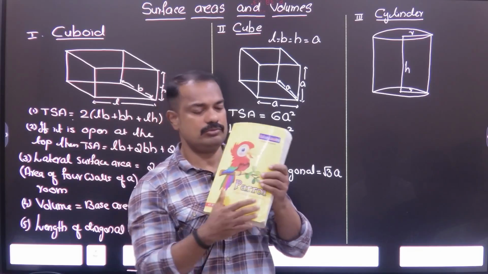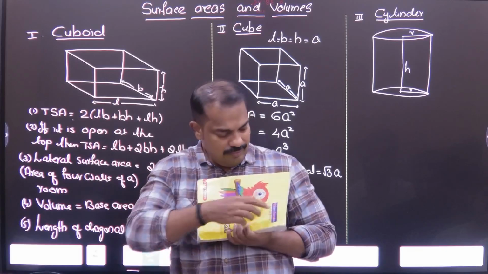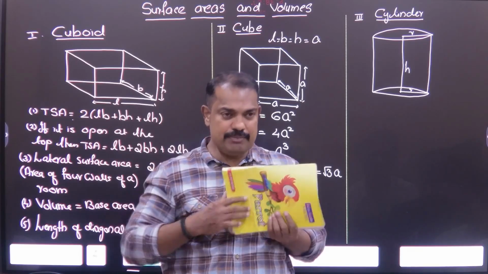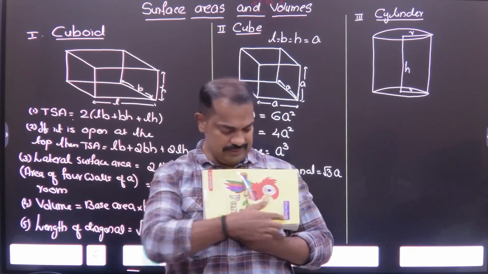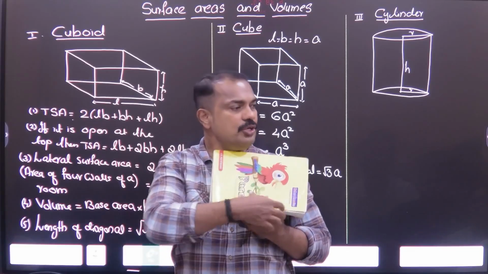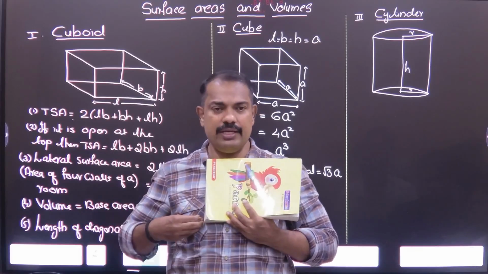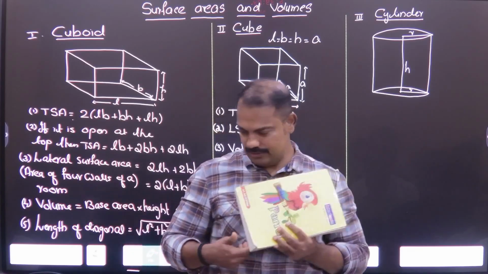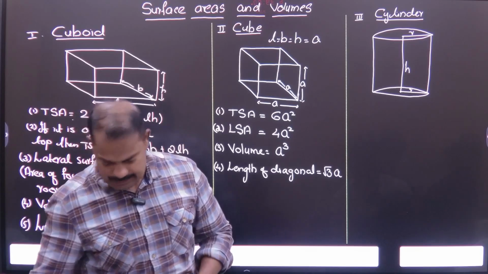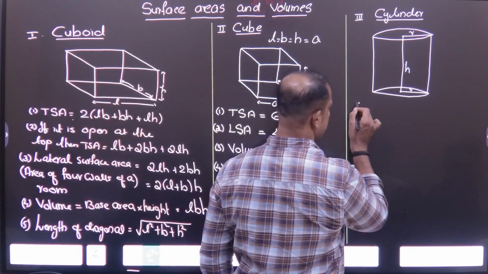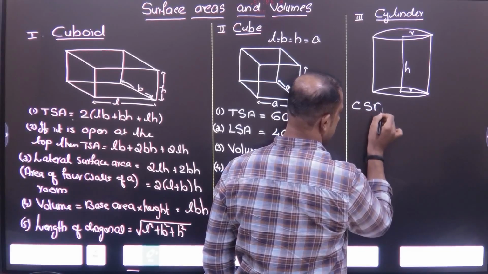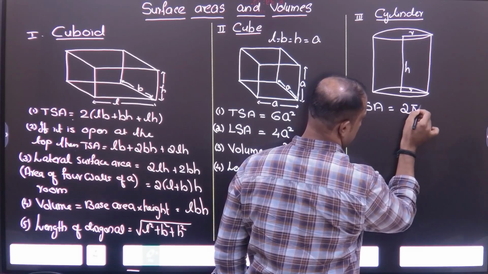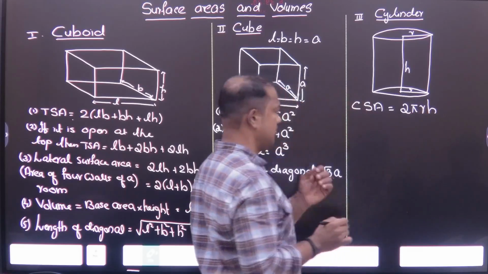मैं ओपन किया तो ये क्या शेप है? Rectangle. What is the area of the rectangle? This into this, 2 pi r into h. This is 2 pi r and it is h. So what is the CSA of the cylinder? CSA of the cylinder is equal to 2 pi r h.